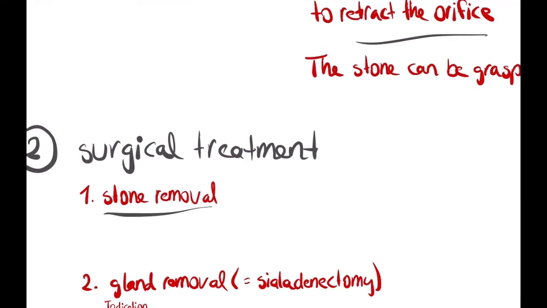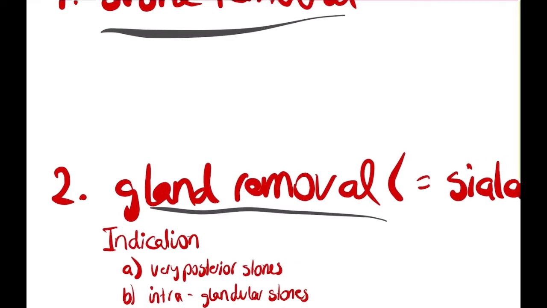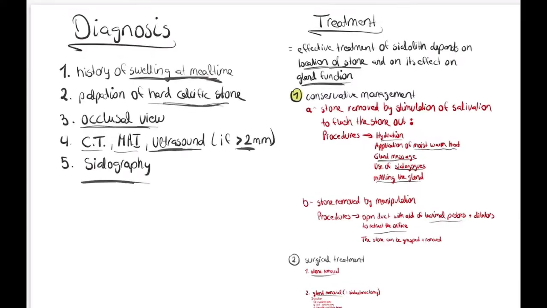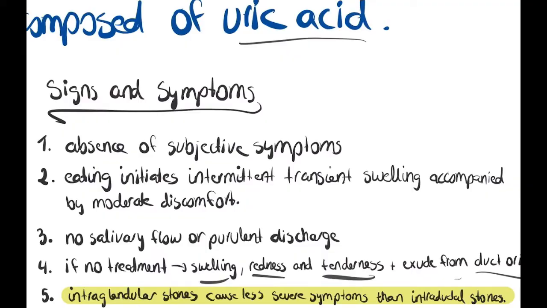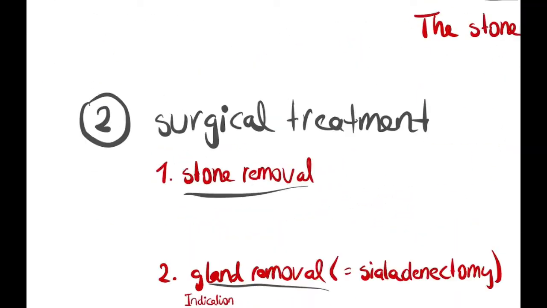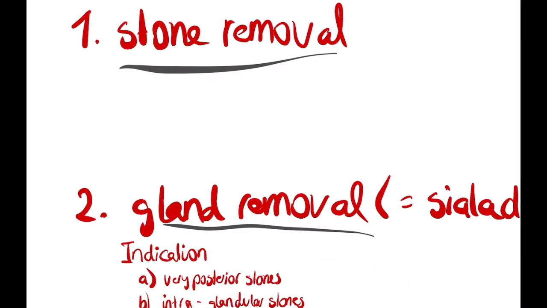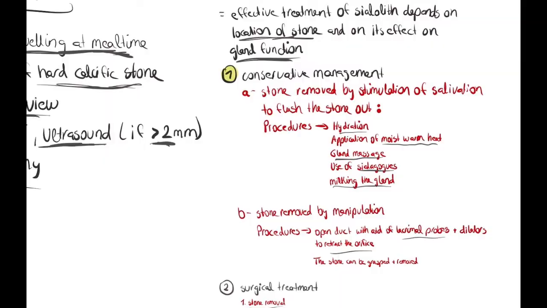This is called sialadenectomy. Indication: when do you remove the gland? If you have very posterior stones, if you have intraglandular stones, and as I've said, intraglandular stones cause less severe symptoms than intraductal stones, and irreversible parenchymal damage. So these are the three indications to remove the gland.